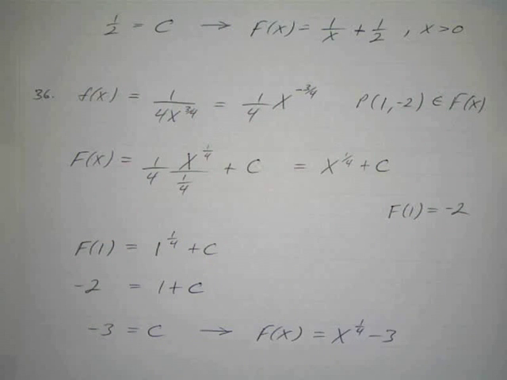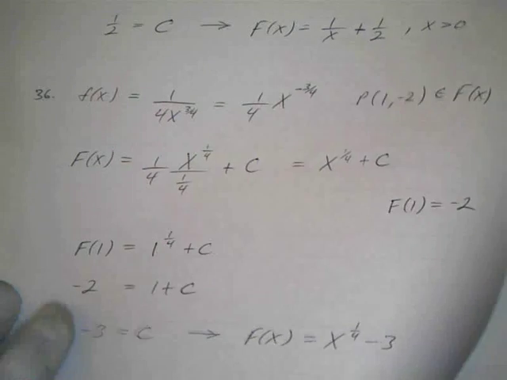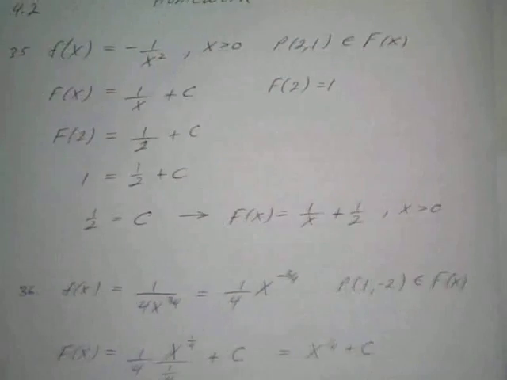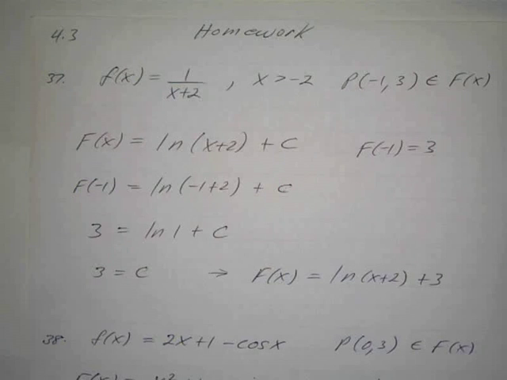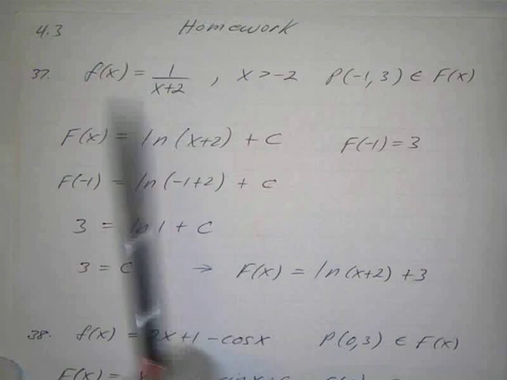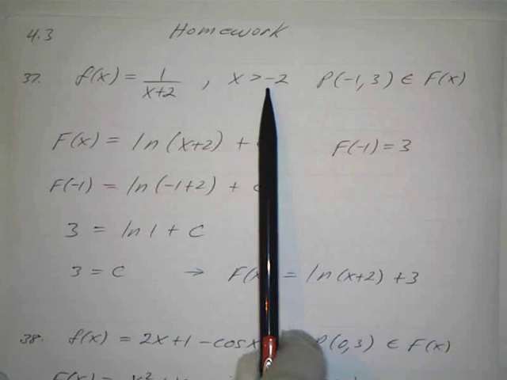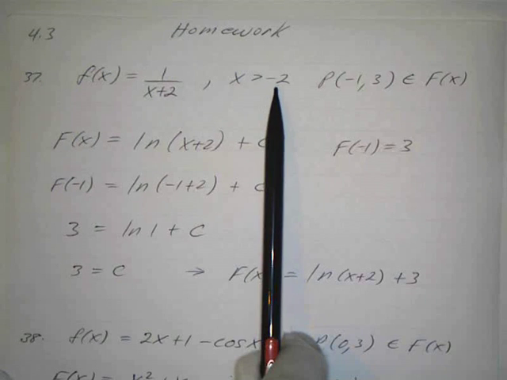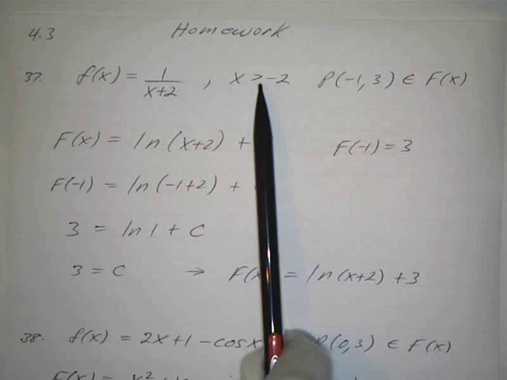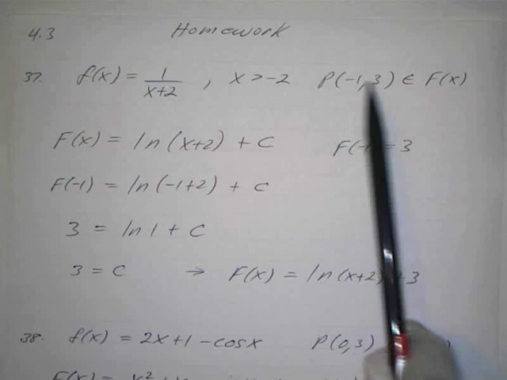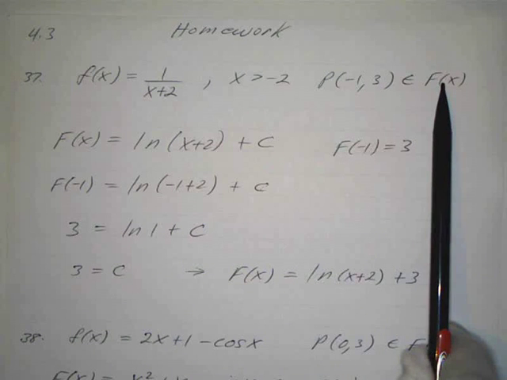Okay? All right, that's number 36. Let's try number 37. Okay, 37, f of x equals 1 over x plus 2. X is greater than negative 2. There's a reason for that. We're going to see in just a second. Kind of gives you an indication that we're going to probably take the natural log. This point, negative 1, 3 belongs to capital F of x.